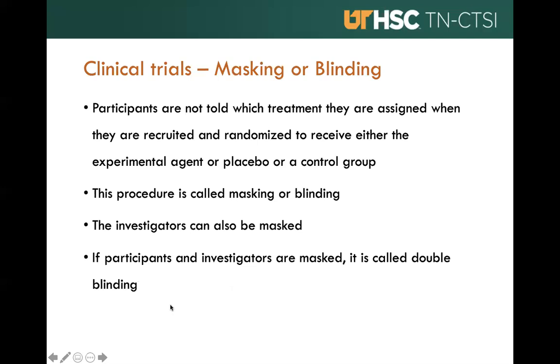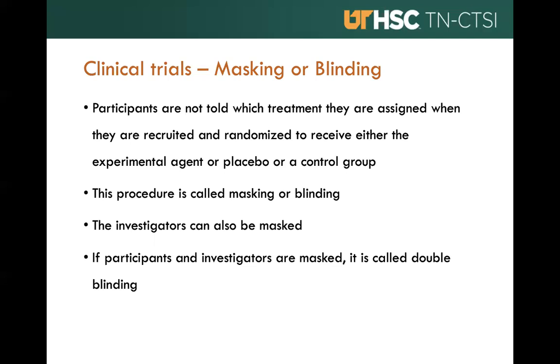So masking or blinding is another very important attribute of a clinical trial. Participants are not told which treatment they are assigned when they are recruited and randomized to receive either the experimental agent or placebo, or there would be a control group. If they are in a control group, of course, we cannot say there is masking or blinding, because the control group knows that they are not receiving the treatment under investigation.